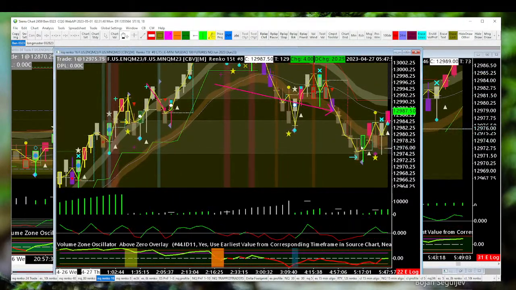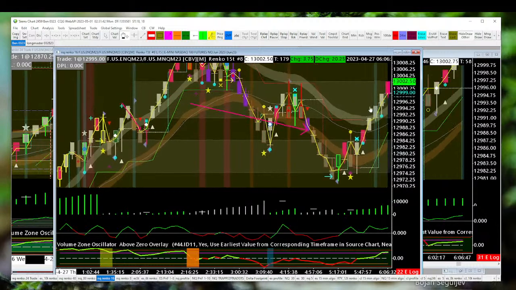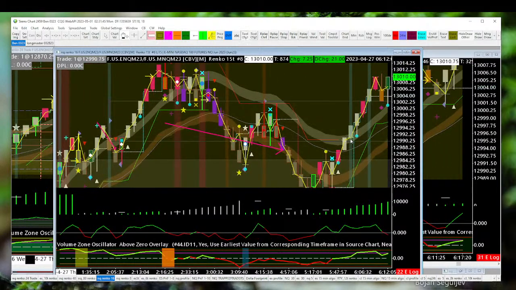Back to this one. Triangle up. Probably gets back to resistance. And we get another one. Bullish. We get this one bullish. We need to leave that area and get a triangle up.